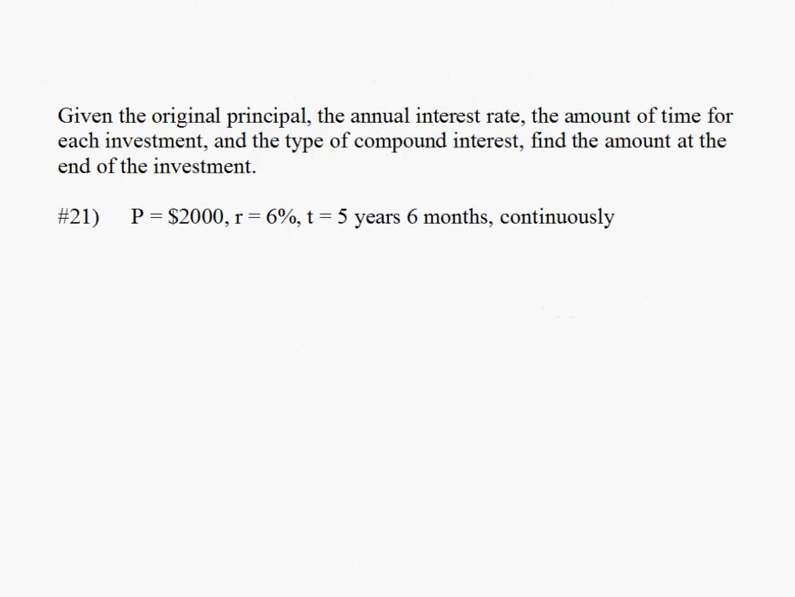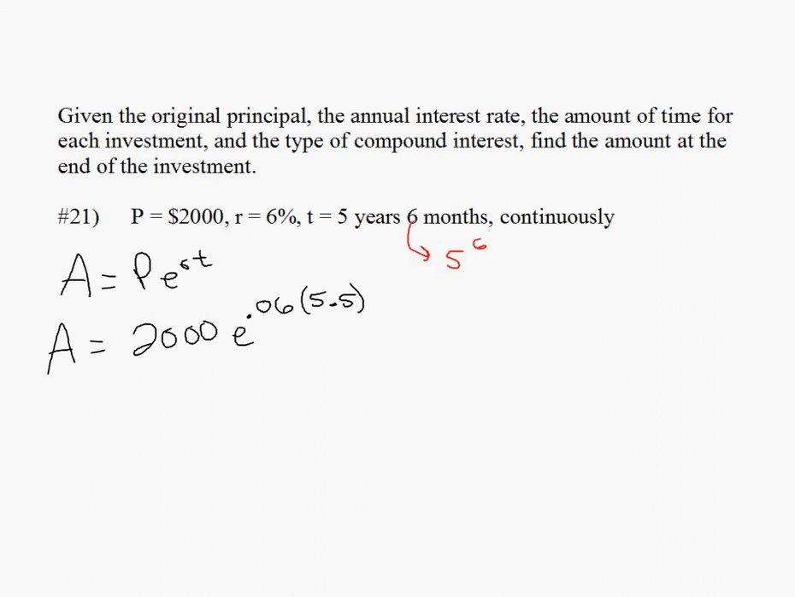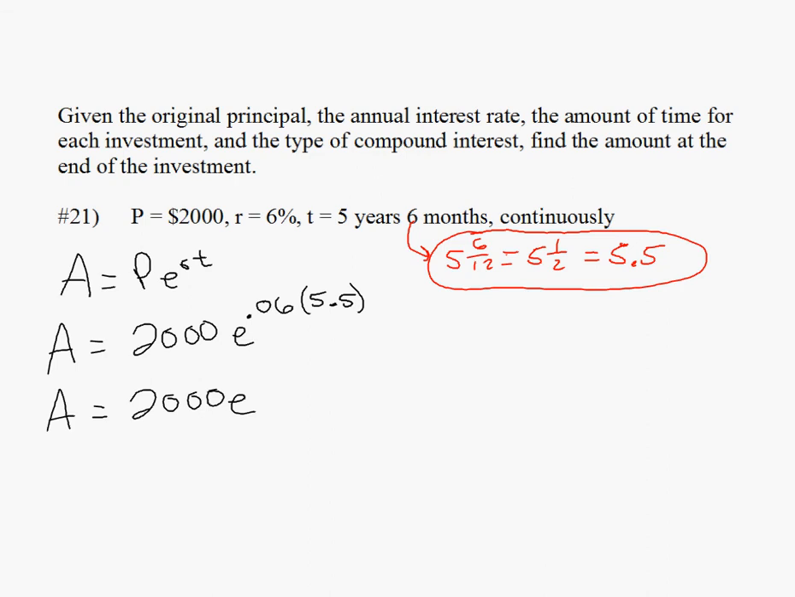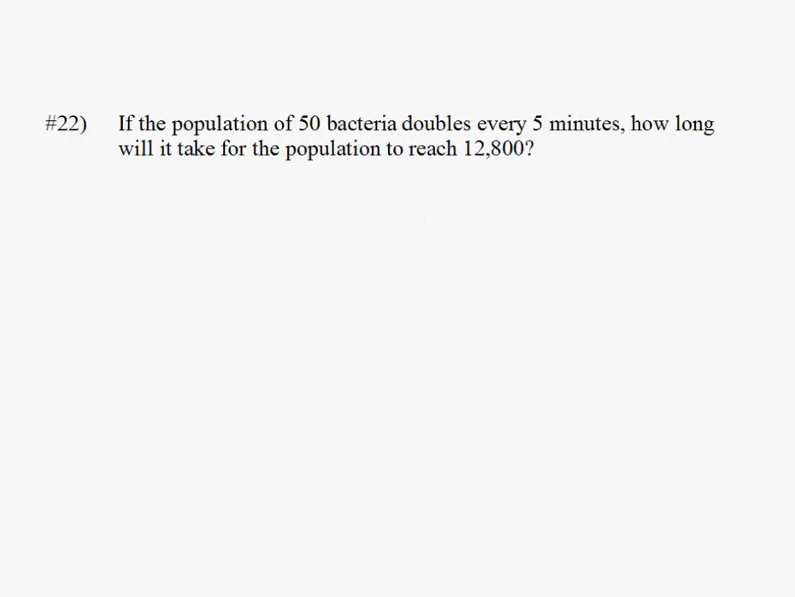Number 21, since this says compounded continuously, it's a compound interest formula. It's important to note the 6% should be a decimal, 0.06, and the time is supposed to be in years. 5 6/12 is 5.5 years. 0.06 times 5.5 is 0.33. There's no rounding there. Put the rest in your calculator and round it to the nearest cent. You get $2,781.94.